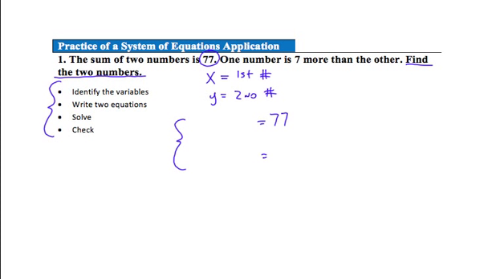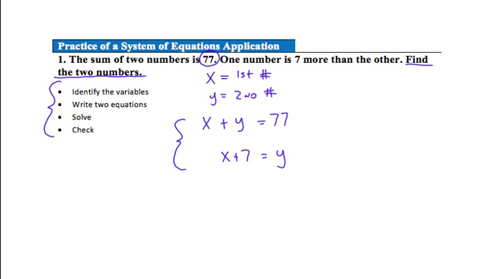So the sum of two numbers is 77. All that means is if we add these two numbers together, we're going to get 77. Next part here, one number is 7 more than the other. So one of these numbers is going to be 7 more than the other. Let's say then if I took x plus 7, that would equal y.